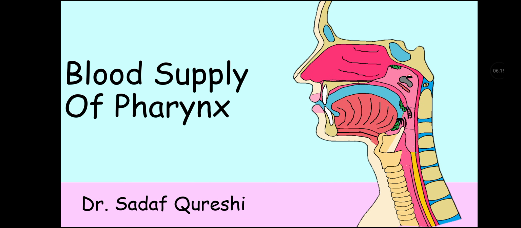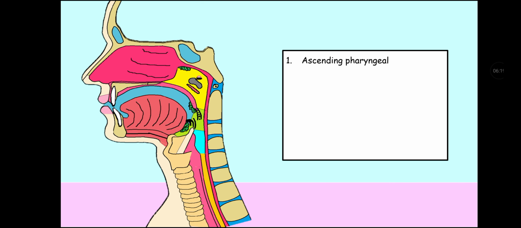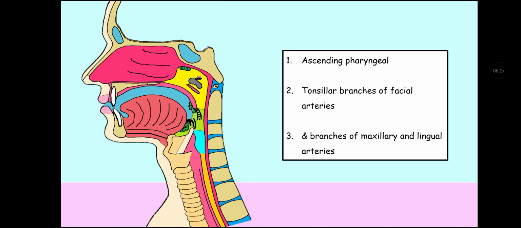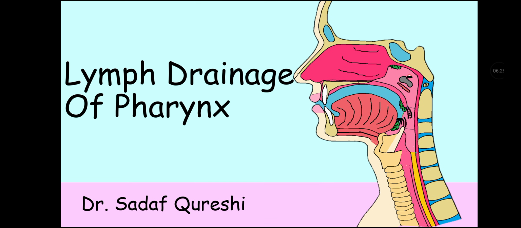Blood supply of the pharynx. Blood supply of the pharynx is by the ascending pharyngeal artery, the tonsillar branch of the facial artery, and branches of the maxillary and lingual arteries.